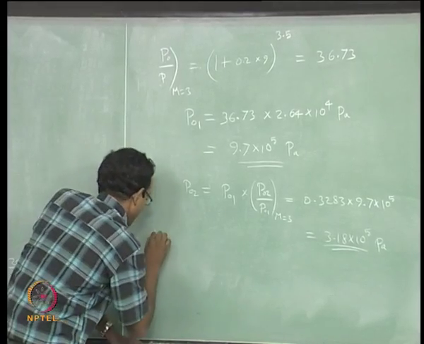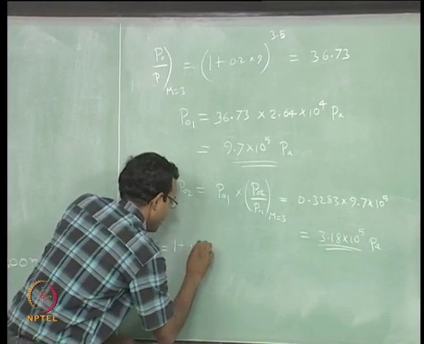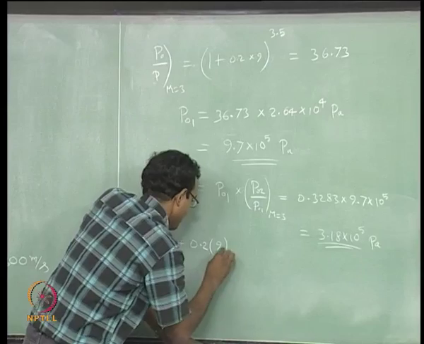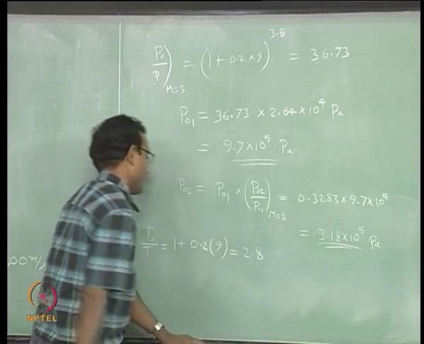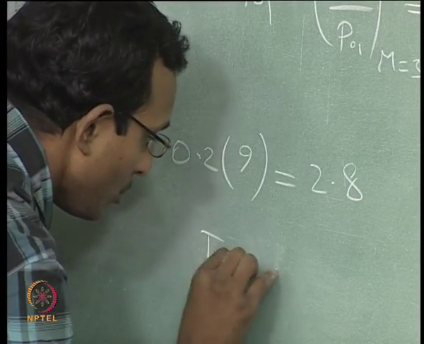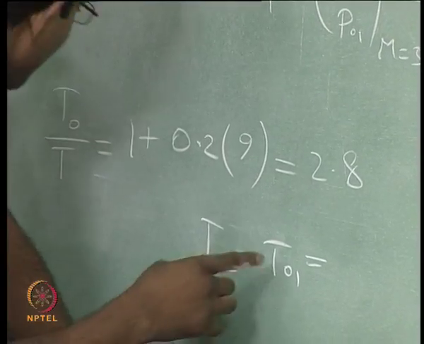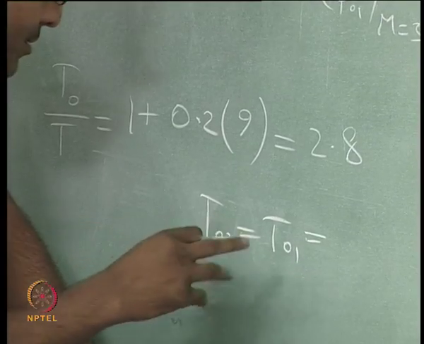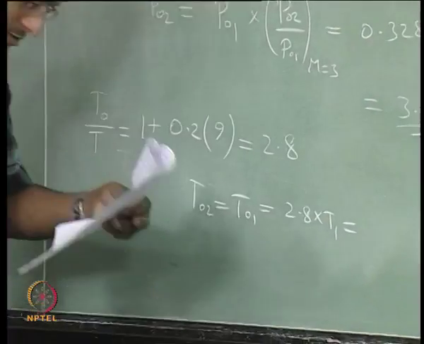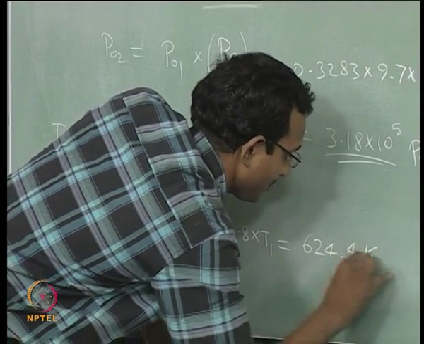What about temperature? T0 by T for M equal to 3 will be 1 plus 0.2, which is gamma minus 1 by 2 actually, multiplied by 9, which is 2.8. So, T0 is equal to T times 2.8. T02 equals T01 for a normal shock, for a stationary normal shock, better word, which is equal to 2.8 into T1. That number happens to be 624.4 Kelvin.